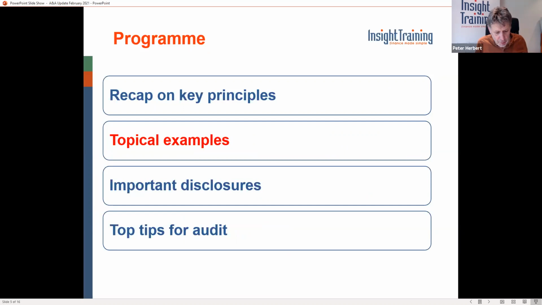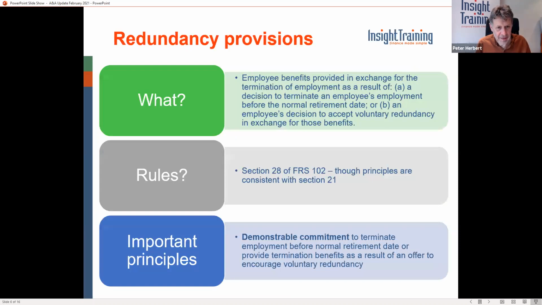Okay, let's look at these topical examples. And let's start off, if we could, with redundancy provisions, clearly a very topical issue in the current climate. Now, this is dealt with by section 28 of FRS 102 rather than section 21, but the principles are very much the same.